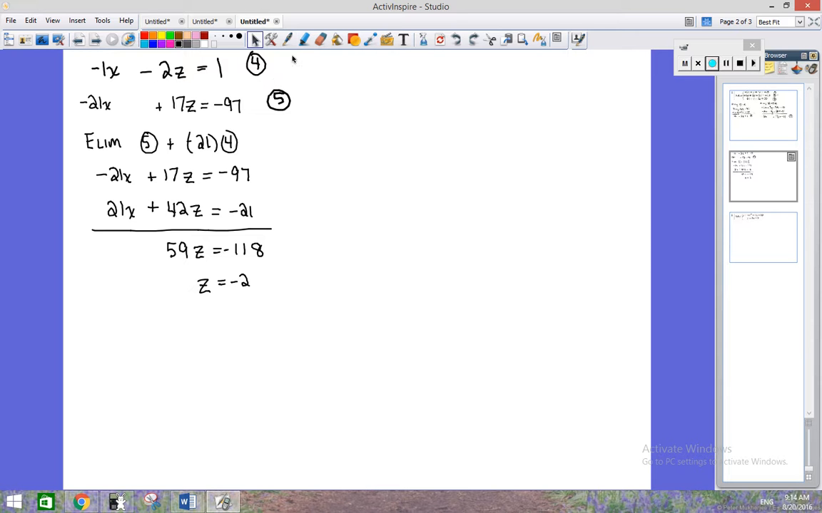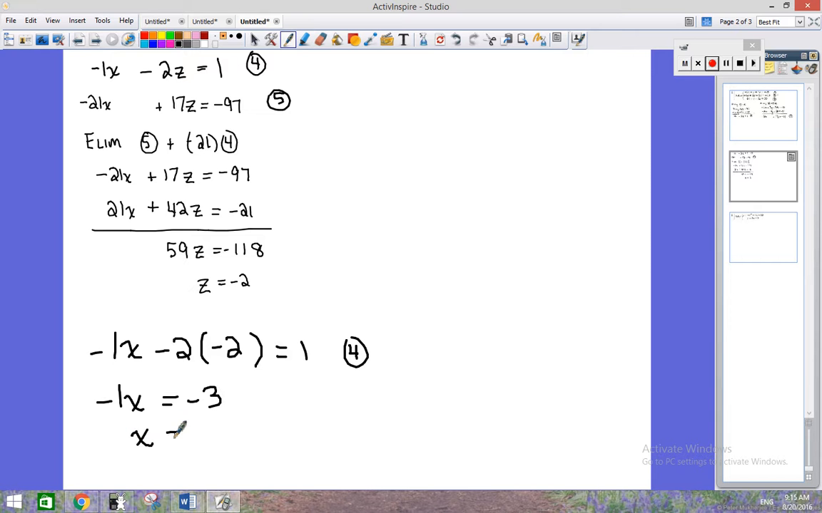So I'm going to do that with equation 4. If I write down equation 4, I've got negative 1x minus 2z, but I'm going to replace z with a negative 2, and that was from equation 4. Now I have one equation and one unknown, and I can solve for that. Negative times negative is positive, and that's 4. We want to subtract that, and 1 minus 4 is a negative 3. So x is equal to positive 3.